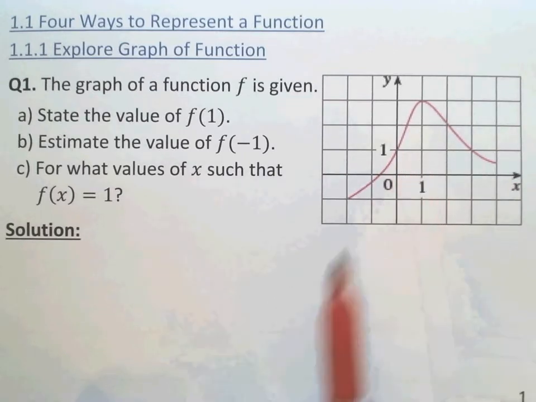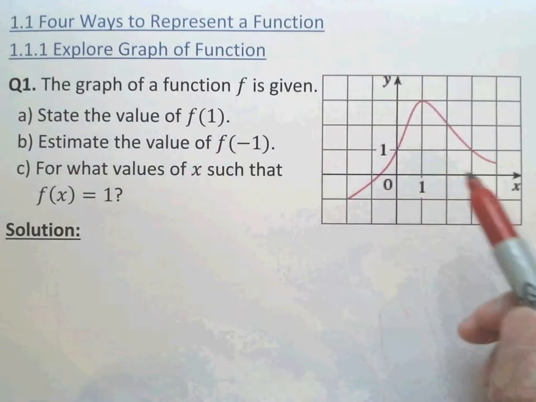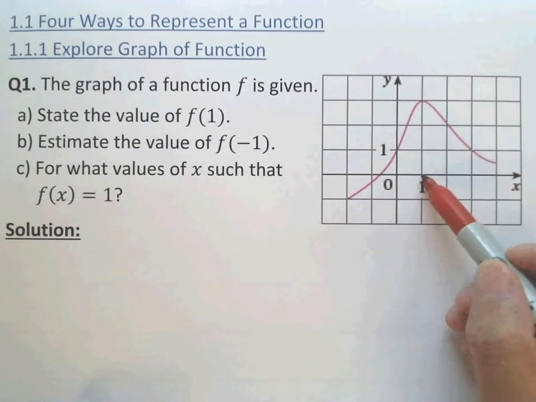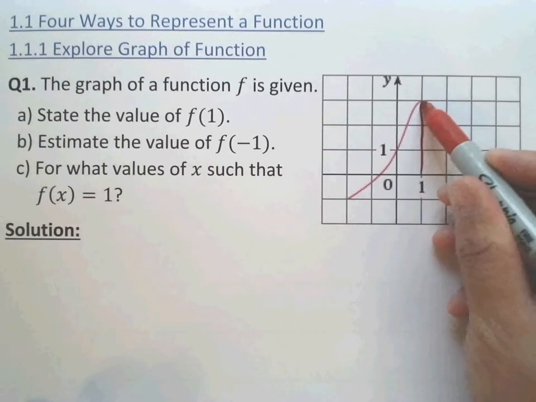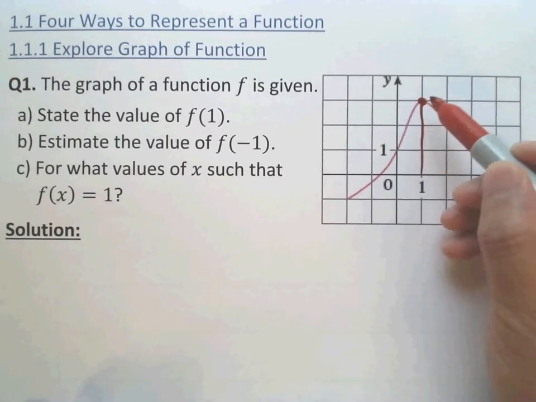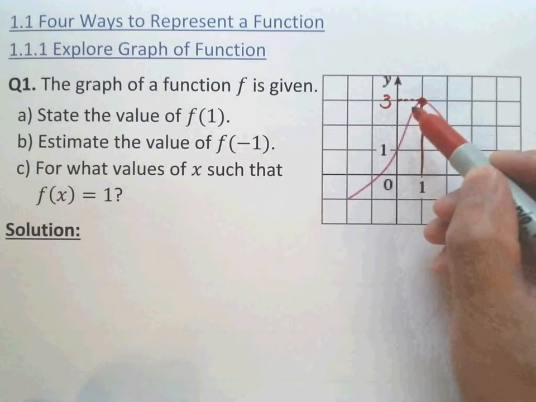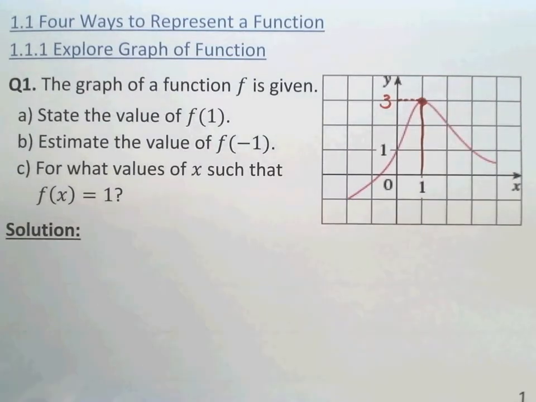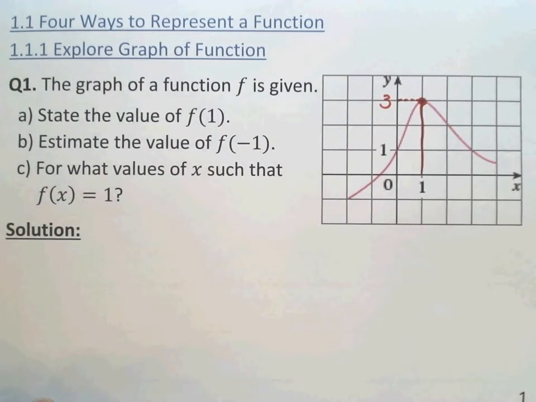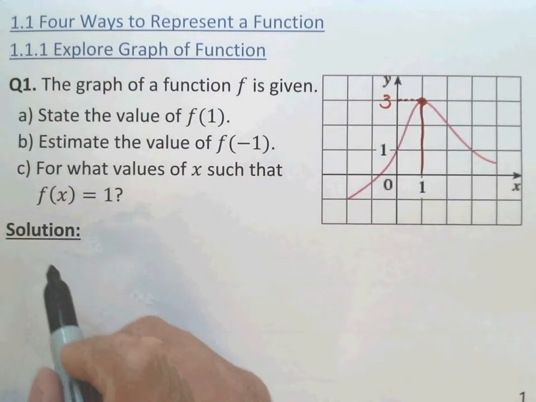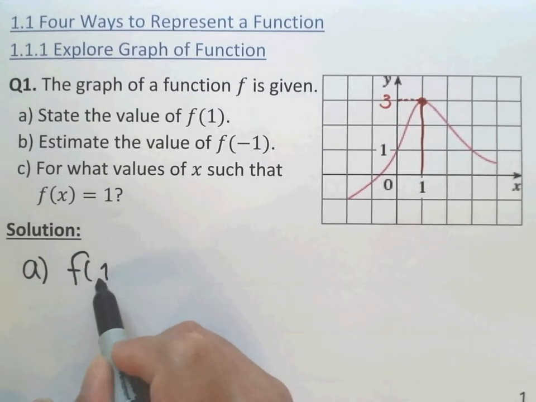The first question: state the value of f at 1. So for this function f at 1, when x equals 1, what is y? We know this is how high the function is. How high is this point? Here's 1, 2, 3. So we definitely find that it's 3, right? So the first question: f(1) is 3.